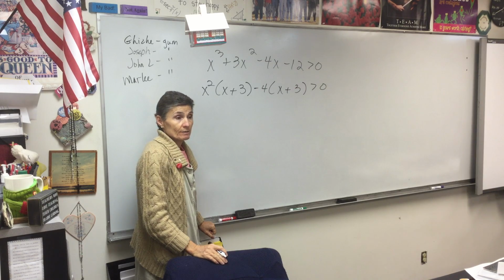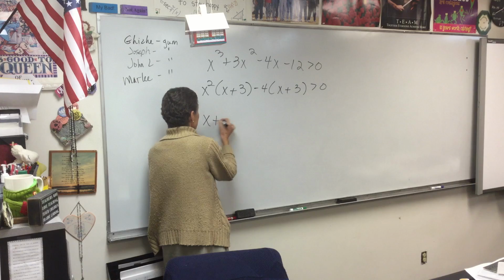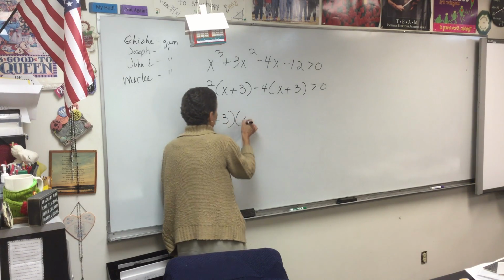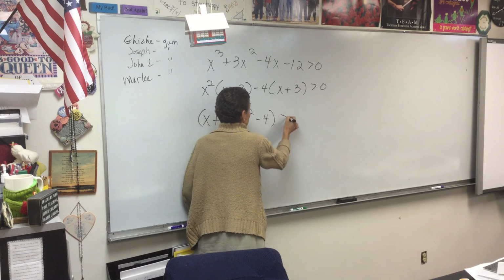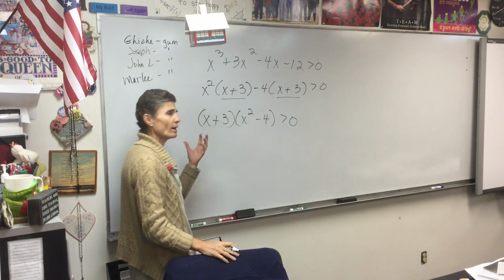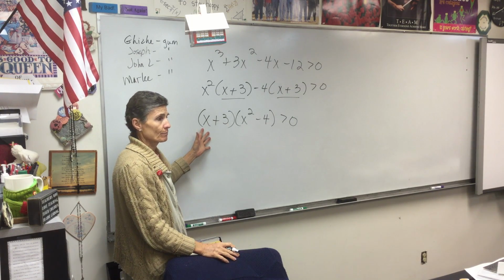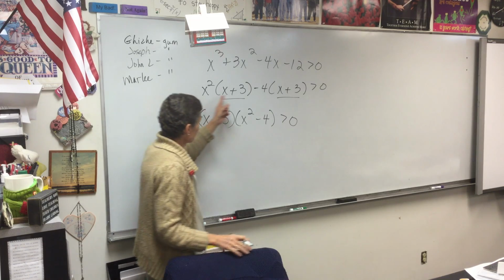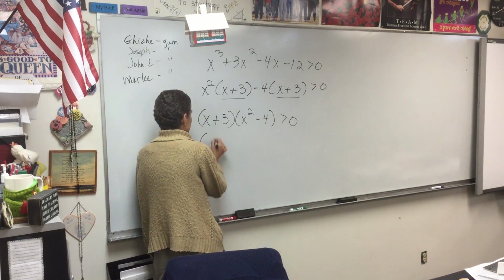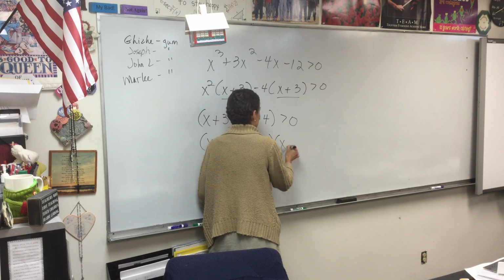That is good news. So I can take out my x plus 3, and I'll be left with x squared minus 4. So I take these out, and some of you are still trying to square it or something. No, no, no. Just take it out, write it down. And then the leftover part is x squared minus 4, which factors into x plus 2, x minus 2.